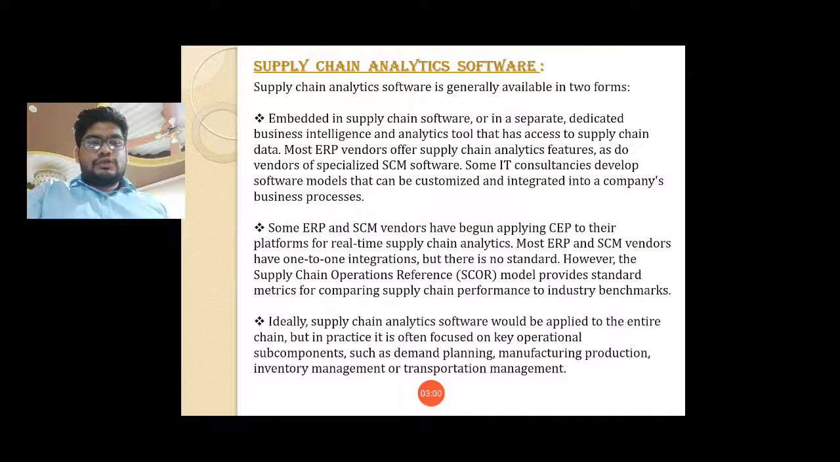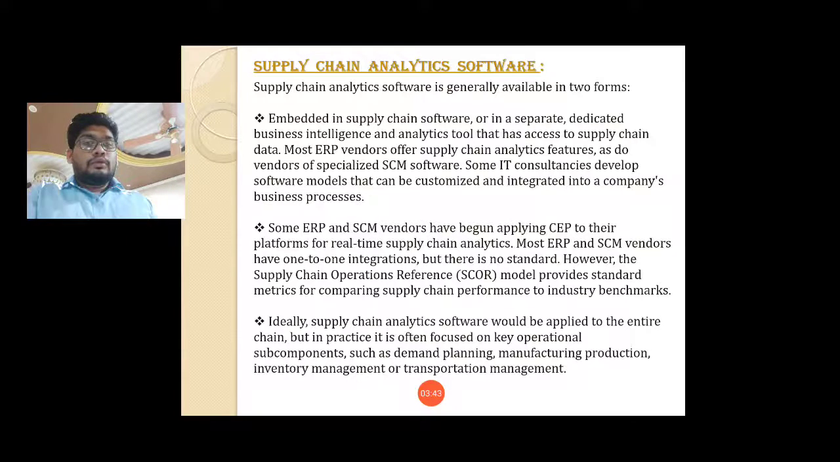Now, what is supply chain analytics software, which is basically used in most firms. Supply chain analytics software is generally available in two forms. One is embedded in supply chain software, or is a separate dedicated business intelligence and analytics tool that has access to supply chain data. Most ERP vendors offer supply chain analytics features, as do vendors of specialized SCM software. Some IT consultancies develop software modules that can be customized and integrated into a company's business process.